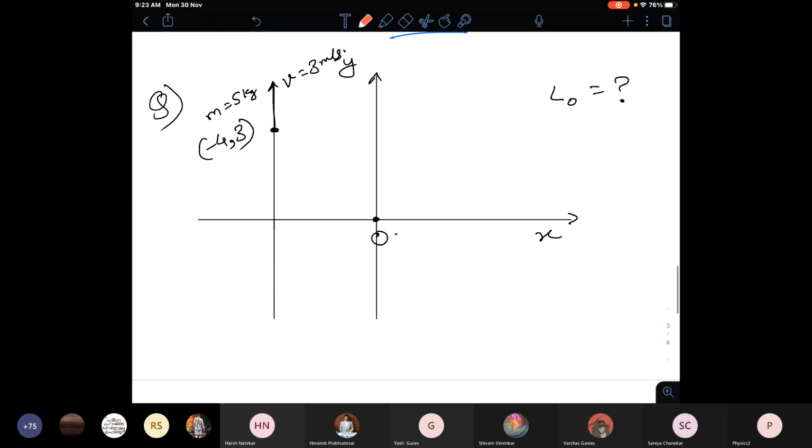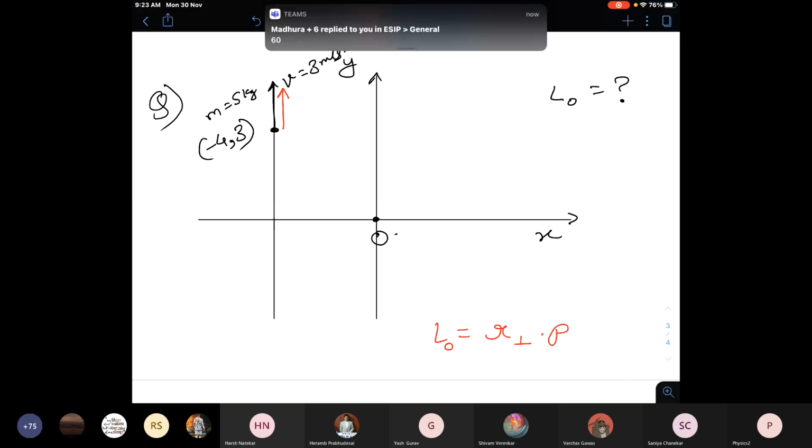Simple. Angular momentum. I just told you how we write angular momentum about a fixed point: R perpendicular into P. You can see that P will be in the direction of velocity. Simple. Now the R vector will be this.